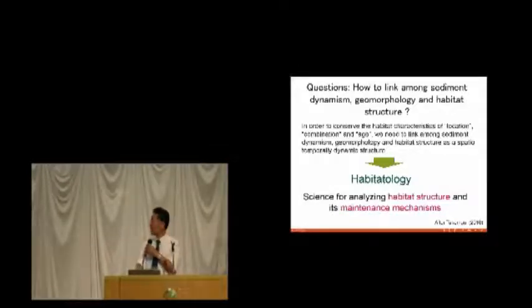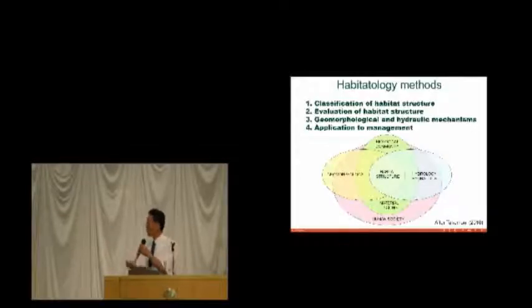And this is the habitatology method. At first, we will make a classification of habitat structure. And the second stage, we will evaluate. And the third one, we should make clear the geomorphological and hydraulic mechanisms for creation of the habitat structure and maintenance. After that, we can apply the results to the actual works in the rivers.